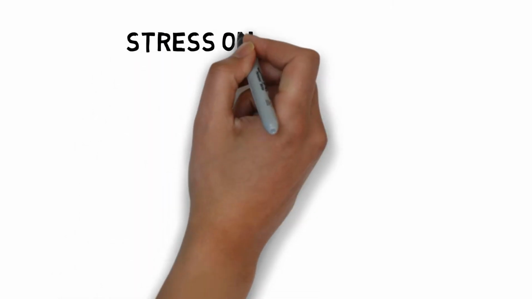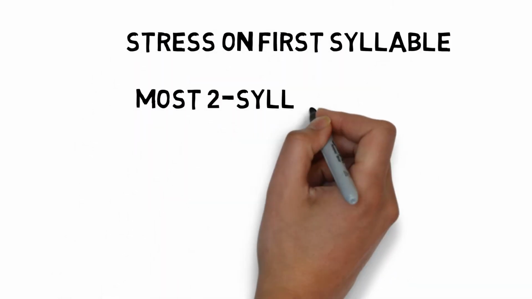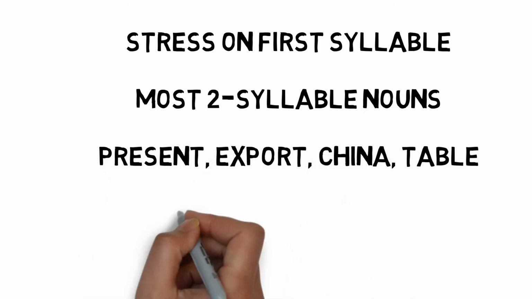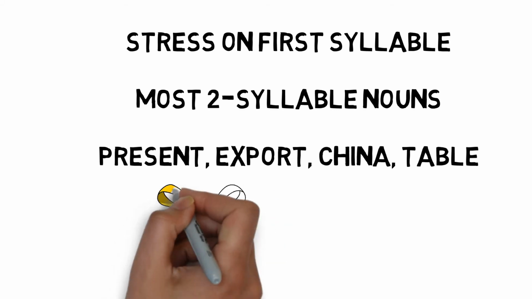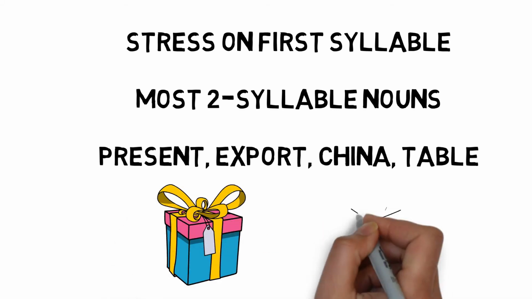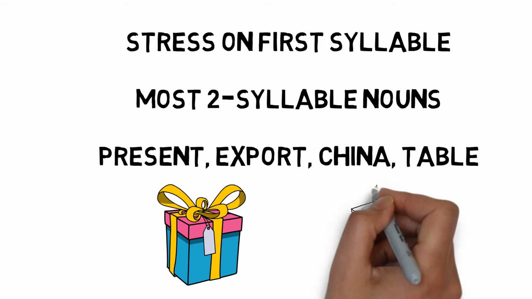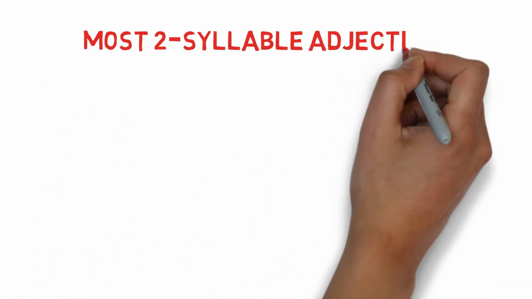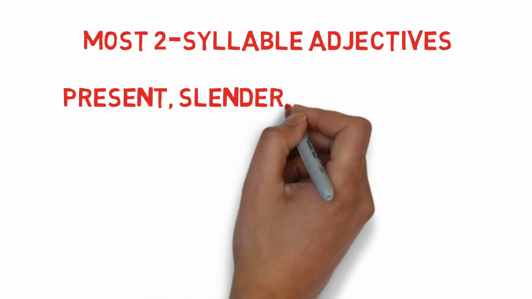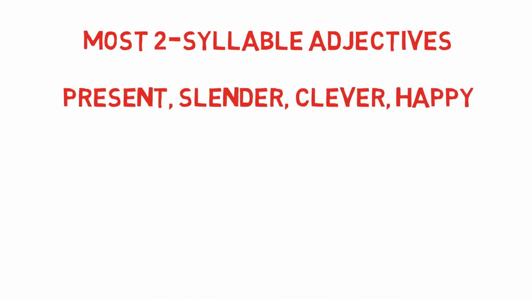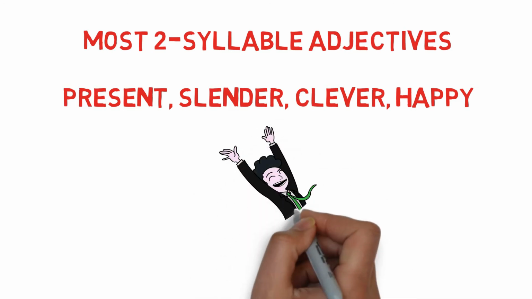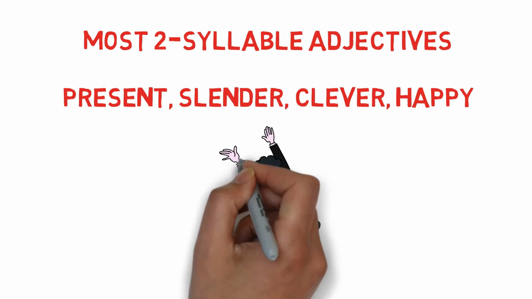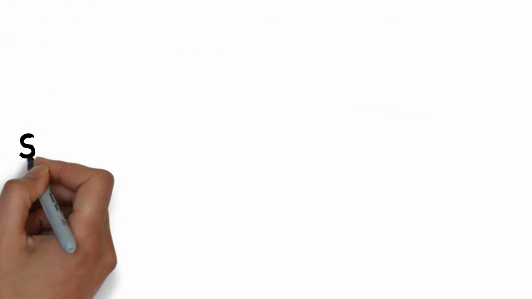Stress on the first syllable. Rule: most two-syllable nouns: present, export, China, table. Most two-syllable adjectives: present, slender, clever, happy.